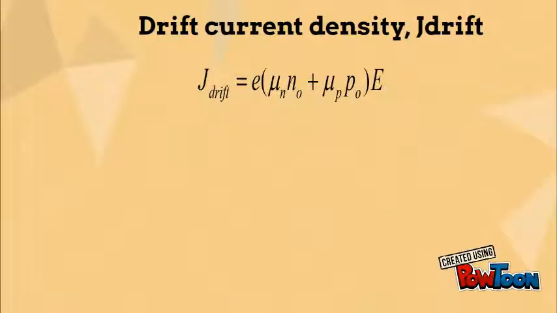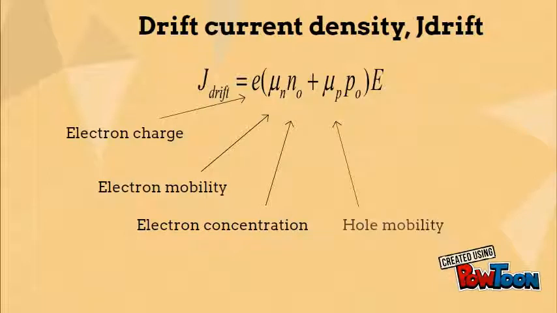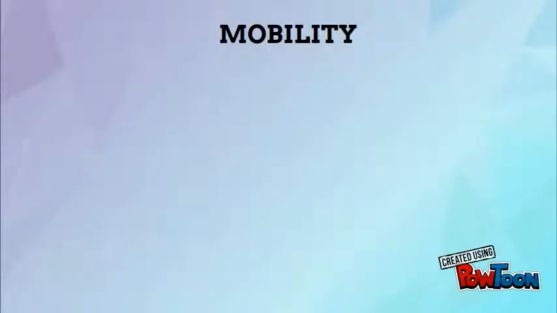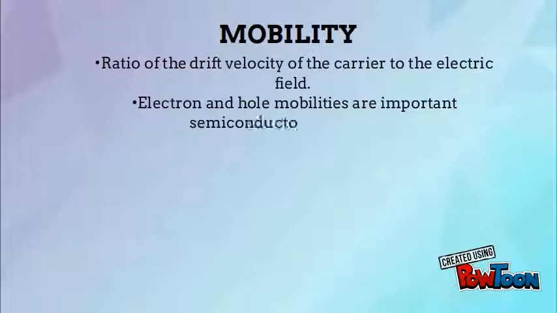The drift current density formula consists of electron charge, electron mobility, electron concentration, hole mobility, hole concentration, and finally electric field. Mobility is the ratio of the drift velocity of the carrier to the electric field. Electron and hole mobilities are important semiconductor parameters.